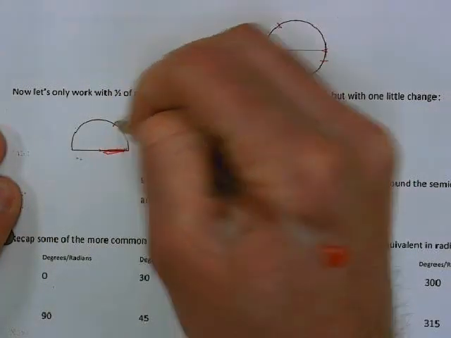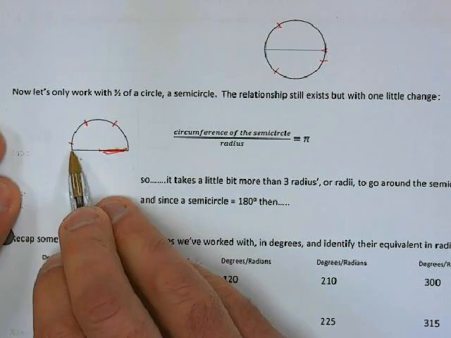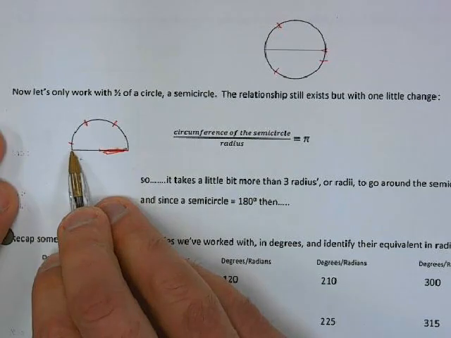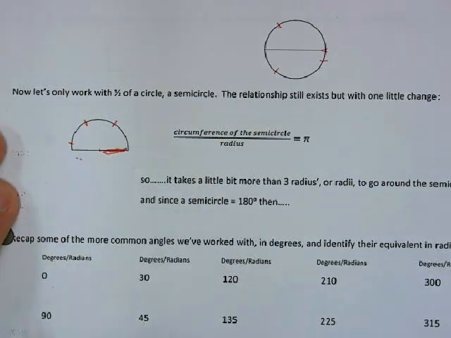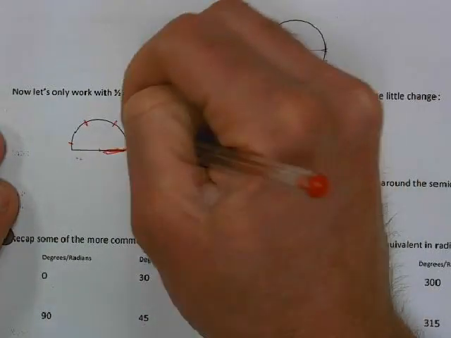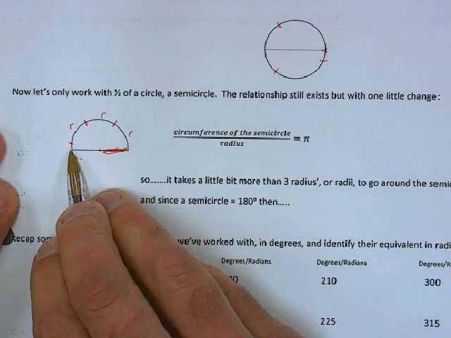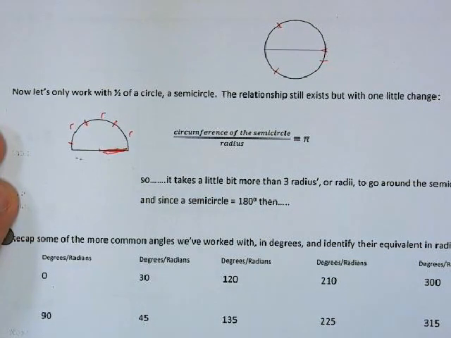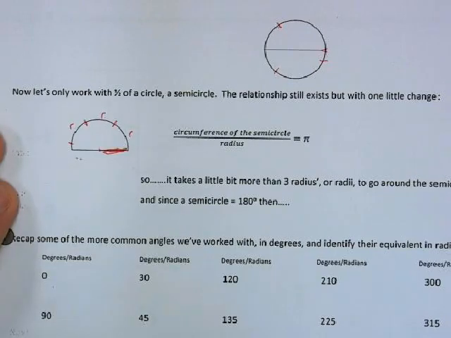Well, it goes around one time, two times, three times, with a little bit of an extra piece. And that again is 0.14159. So it's exactly pi times. So my radius, this would be a radius, this would be a radius, this would be a radius, and then that's the extra piece that makes it exactly pi. That's how many times my radius can go around a half of a circle.